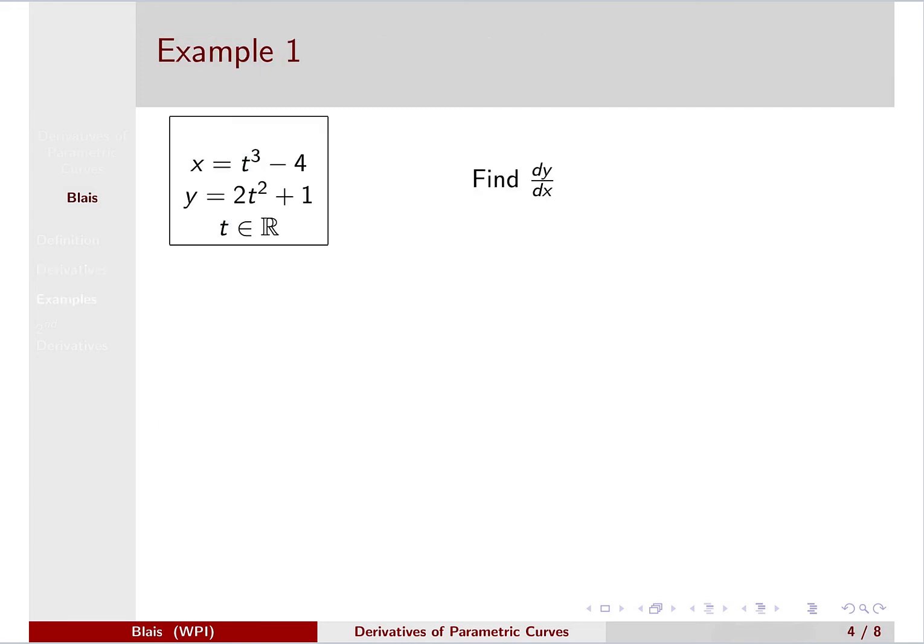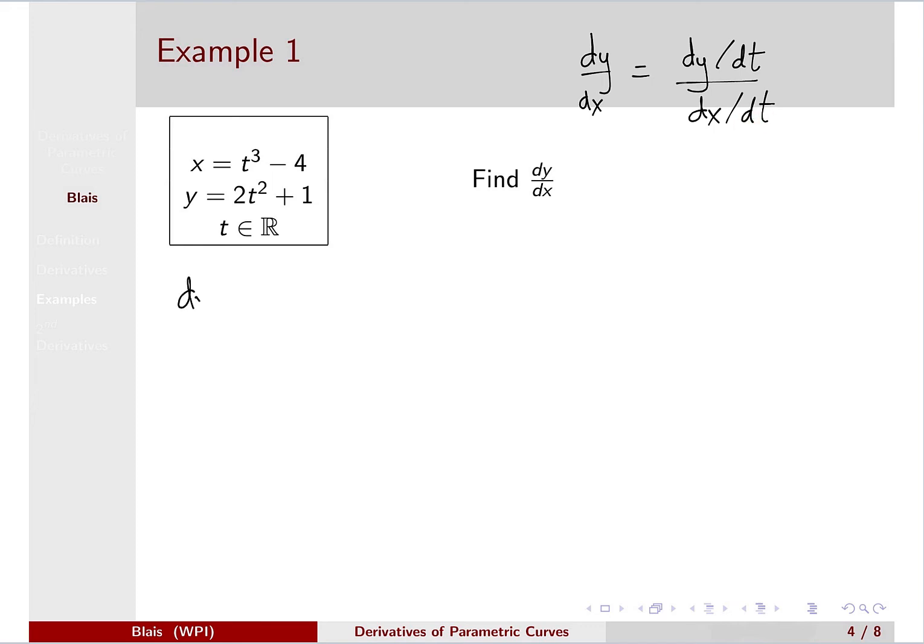So let's take a look at how we actually use this. So consider the parametric curve given here. x equals t cubed minus 4, y is 2t squared plus 1, and the parameter t can be any real number. And we want to find dy/dx. And we will use that formula that dy/dx is dy/dt divided by dx/dt. So we need to find these two derivatives.